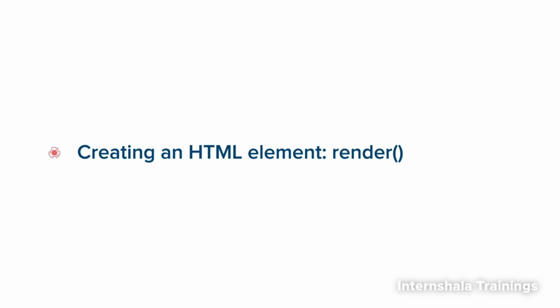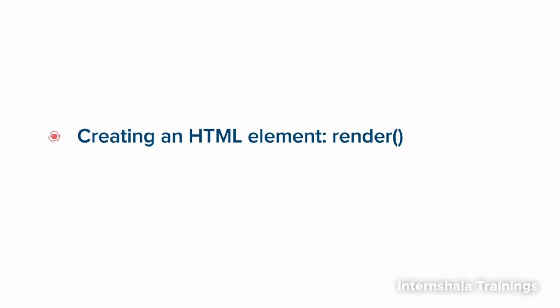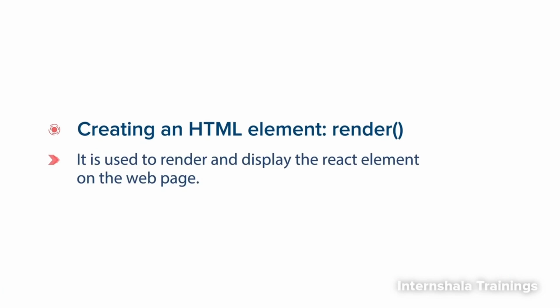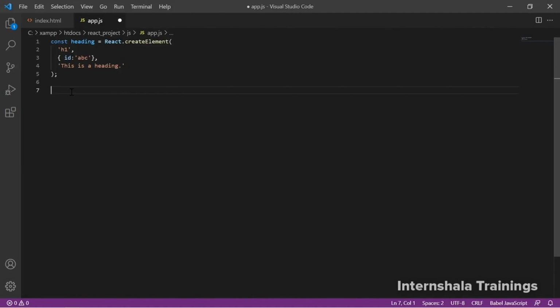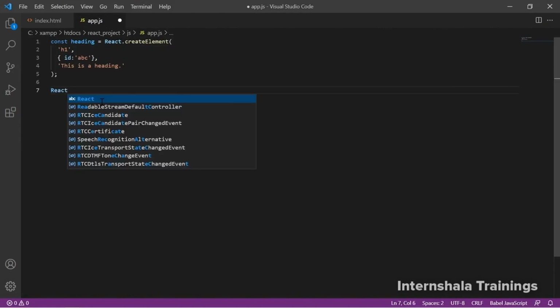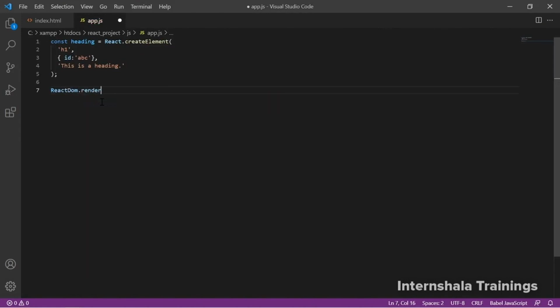Let us see in what way the render function helps us to create an HTML element. It helps us to render and display the React element object on the web page. So, what we need to do is to pass the JavaScript object which we created using the createElement function as an argument like this.